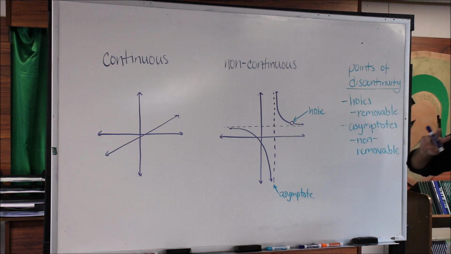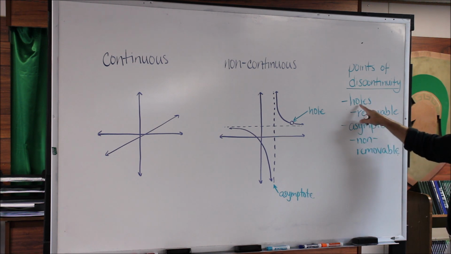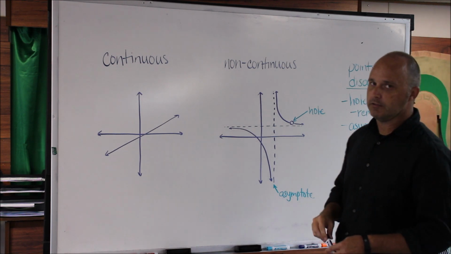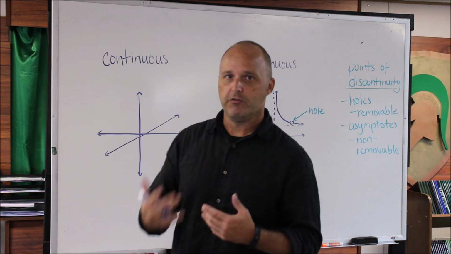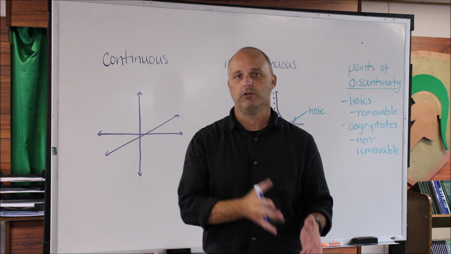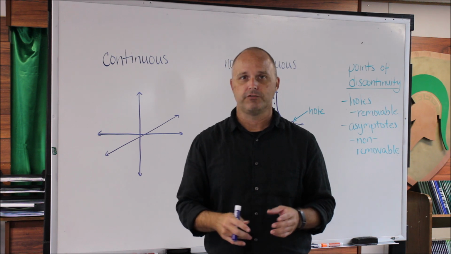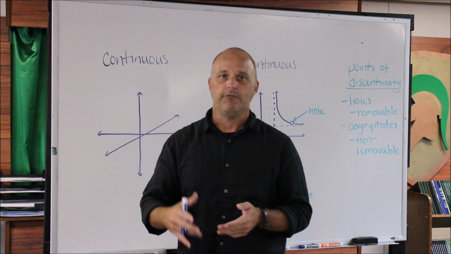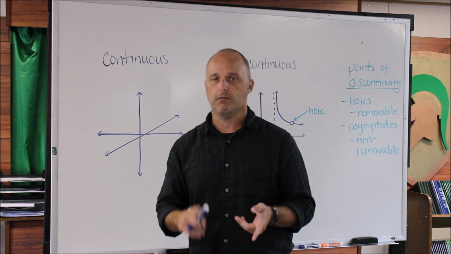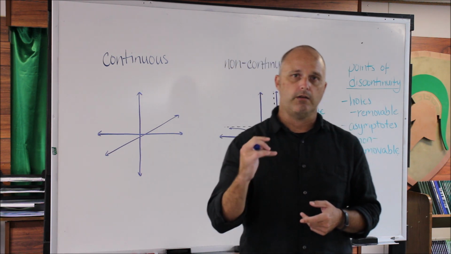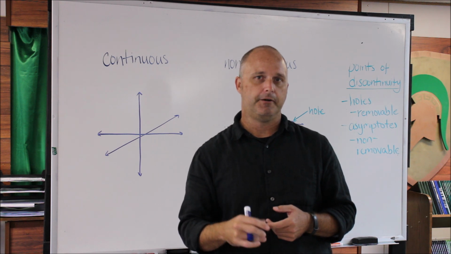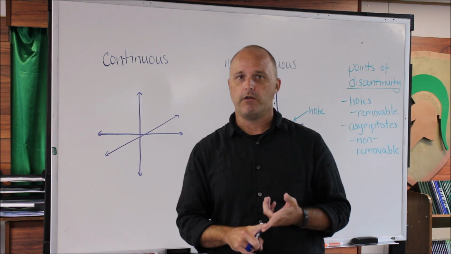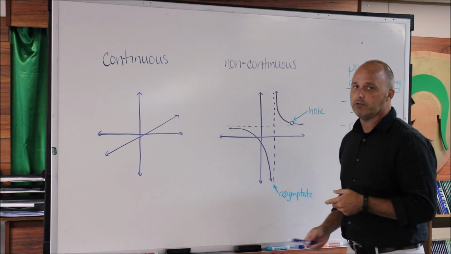Now, points of discontinuity, there are again 2 types. There are holes and there are asymptotes. Holes are what we call a removable discontinuity. Asymptotes are what we call a non-removable discontinuity. To determine whether it's removable or non-removable, we have to go back and look at the equation and see if any of our factors, so if we've got a quadratic expression and we can factor it down, if we can remove any of those factors, then that would become a removable discontinuity. If we can't remove any of those factors, and those factors are in the denominator, and they become a restriction on the domain, then they are what we call a non-removable discontinuity. So that's when we get our vertical asymptotes.